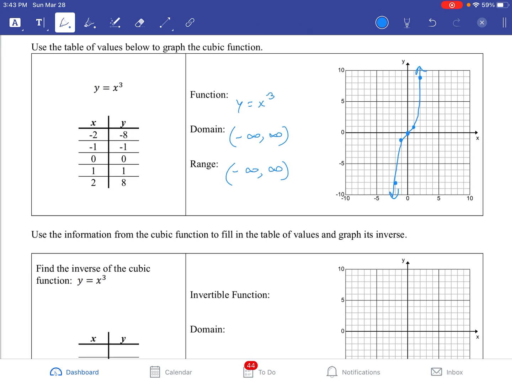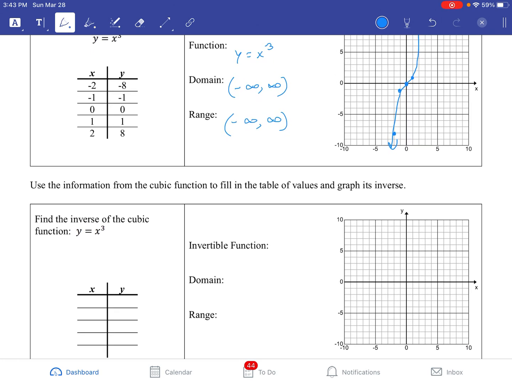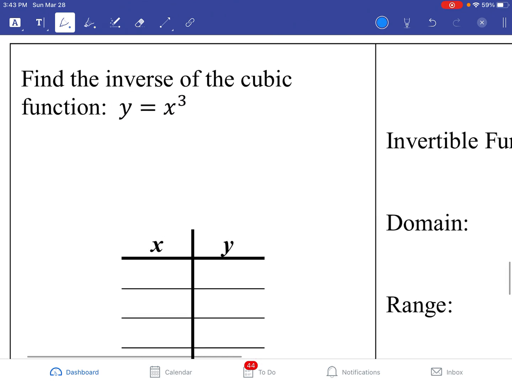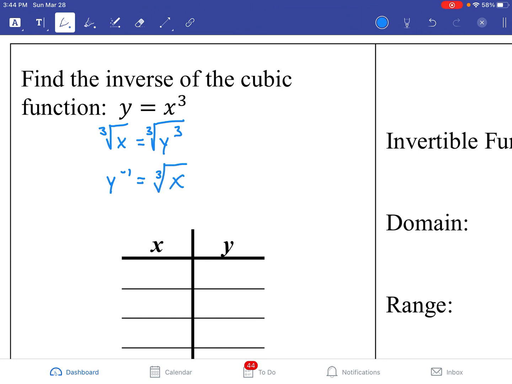Okay, now let's check out the inverse of this function. So like before, to find the inverse, you're going to switch around the x term and the y term. And you're going to solve for y. So we're going to take the cube root of x. So now we have y inverse. I'm going to put that little sign up there to signify that it's an inverse. Okay, and we have the cube root of x.